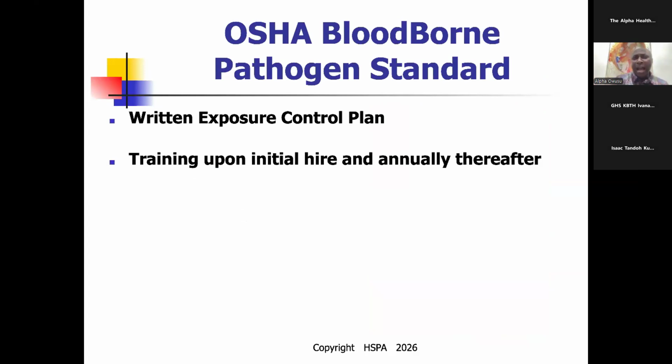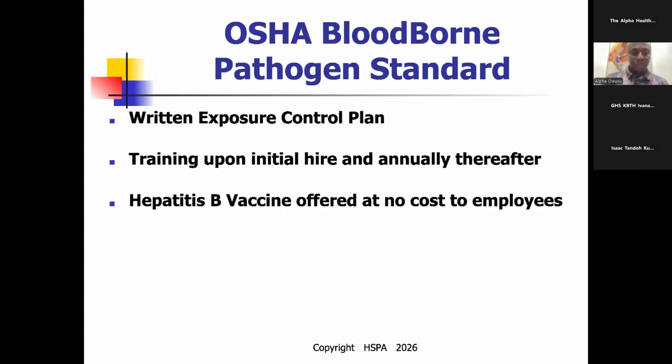The right solution, the right equipment, how to gown up, how to treat it so that infection does not spread. Very, very important. This has to be done when you hire the person, you have to be trained, and annually. Very, very important. I don't know in Ghana, but hepatitis B vaccine should be given at no cost.